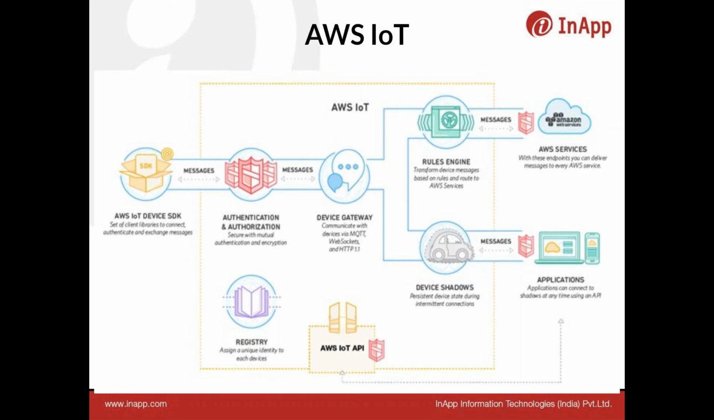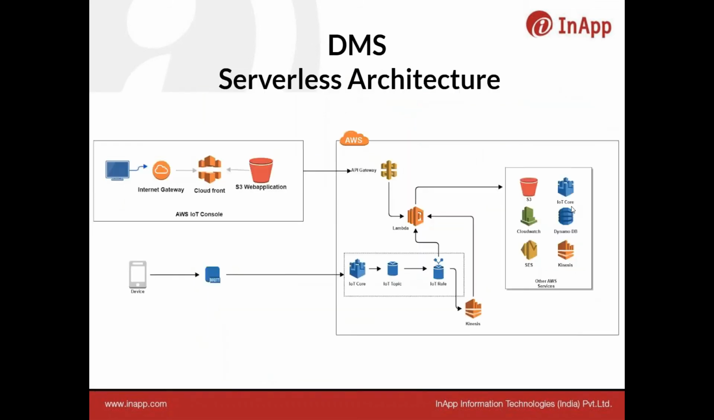So that is what AWS has, AWS IoT. We'll walk through each of these services in this session. So we have a serverless architecture of DMS. This is actually implemented here in our InApp. We have implemented the same for the Crane project. So MQTT, we will talk about MQTT.